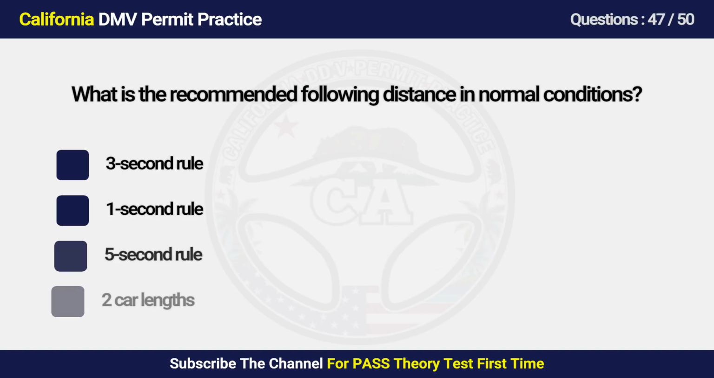Question 47. What is the recommended following distance in normal conditions? A. Rule. B. Rule. C. Rule. D. Two car lengths.